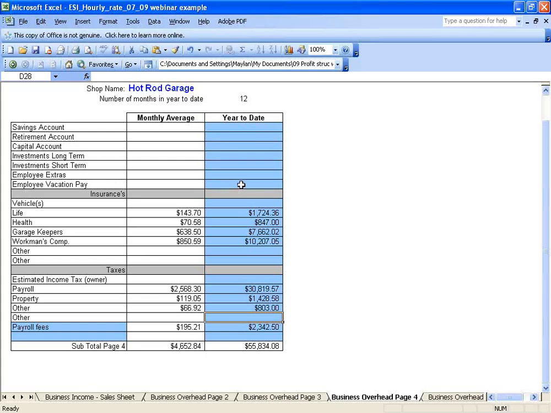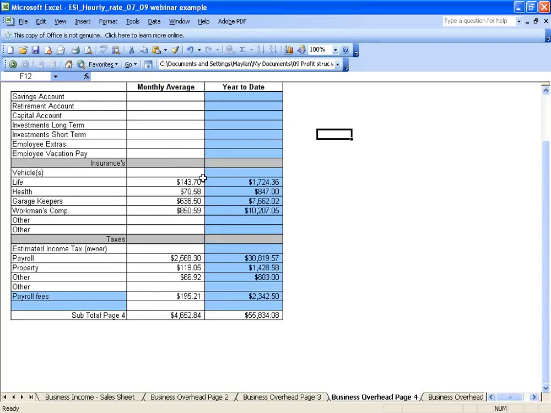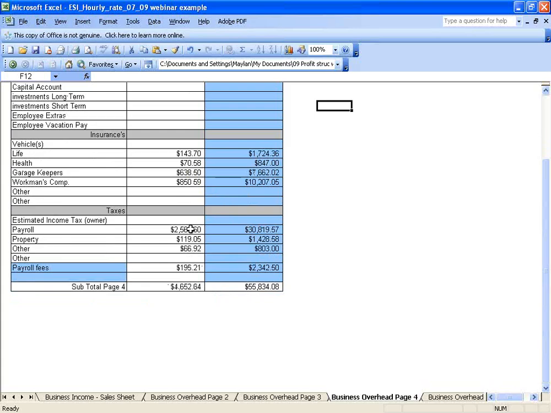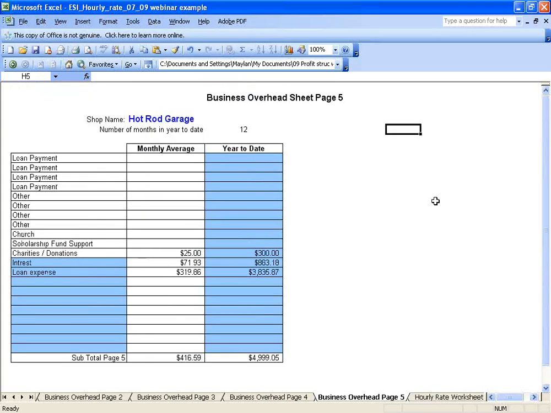If you want to have your vacation pay taken care of, you put in what your yearly cost for vacation pay is to all of your employees. It breaks it down into a monthly amount, puts it into the hourly rate computations. Health insurance, life insurance, garage keepers, this is liability in some areas, workman's compensation, payroll taxes, your estimated income taxes, property taxes, any payroll fees for services, any loans or leases, other things, scholarships that you may support, funds and donations, interest payments, and loan expenses.